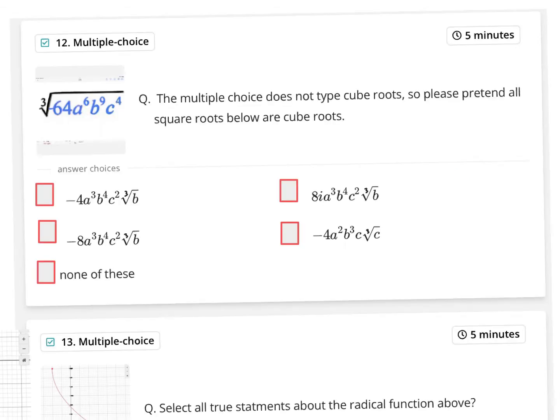Let's jump right in. On this question, we need to split up this cube root to each of these terms. We have a negative 64, an a to the 6th, a b to the 9th, a c to the 4th. Let's put a cube root on the negative 64, cube root on the a to the 6th, cube root on the b to the 9th, and so on. I'm going to make some space here for this problem.